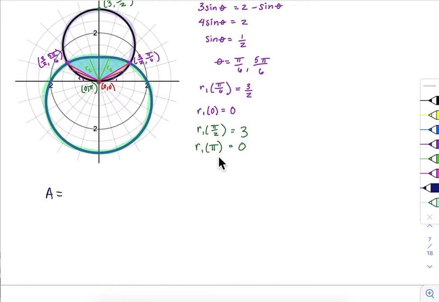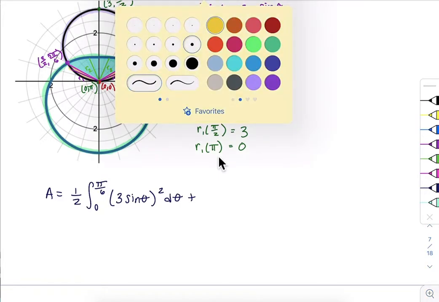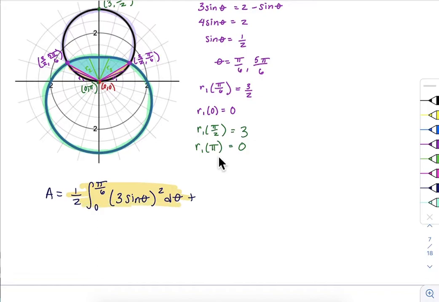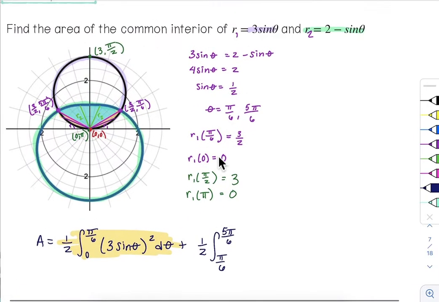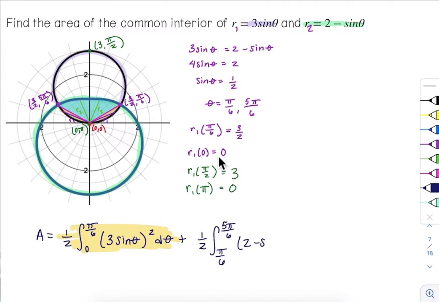We've got area is 1/2 from 0 to pi over 6. So that's using R1, so I'm going to do 3 sine of theta all squared d theta. So that is our first area right here. That was yellow on our graph. So we'll color that yellow, plus that middle section, 1/2, that's going to go from pi over 6 to 5 pi over 6. And that's our second graph, which is 2 minus sine of theta, and then all of that squared.